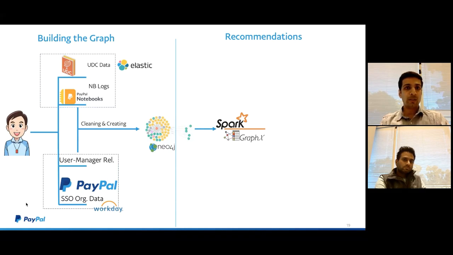When I talk about recommendations, as Deepak showed on the UI, we have two different types of recommendations. One is recommendations for that user specifically, and there is something called topics, which is the globally most popular data set within PayPal. These two categories are mainly generated using the GraphX libraries and Spark on Neo4j.